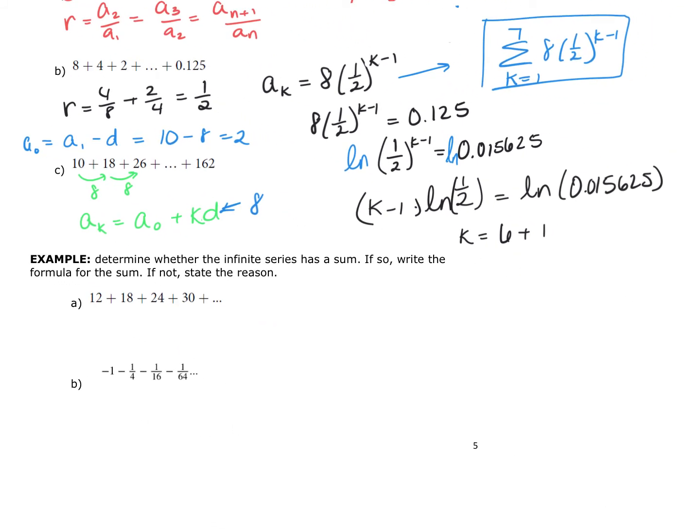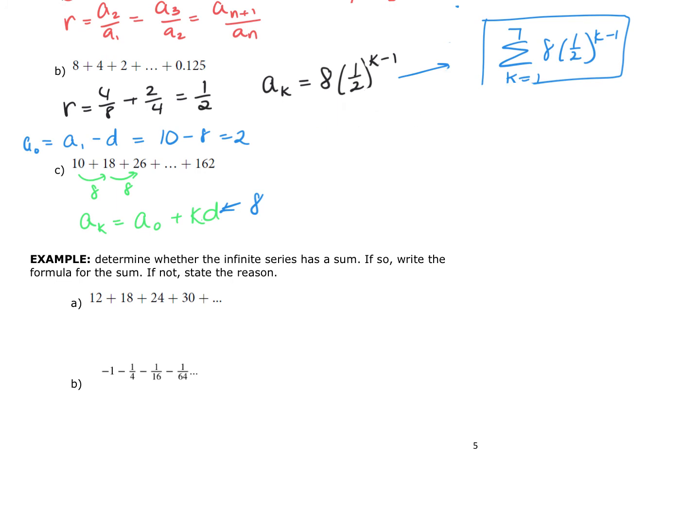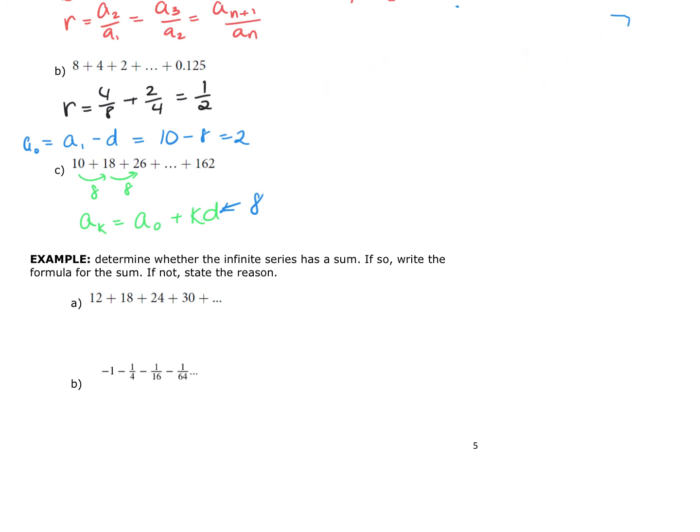So now we know what our closed formula is, and as before, I do need to find out what my last term is. My closed formula a sub k is going to be 2 plus 8 times k. I'm going to set that equal to 162, so I know what my upper limit is. So I have 8k is equal to 160, k is equal to 20.